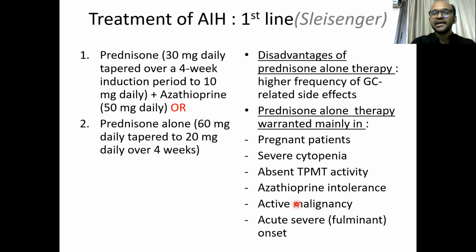So TPMT activity, ideally before starting azathioprine in any patient, we should go for TPMT activity. But because there is usually a financial constraint, okay, affordability issue, so you can look for the MCV. If MCV is more than 100, you should not start the azathioprine in such patients. So it is a surrogate marker. If mean corpuscular volume is more than 100, you should not start on azathioprine. You should rather go for prednisone alone therapy.